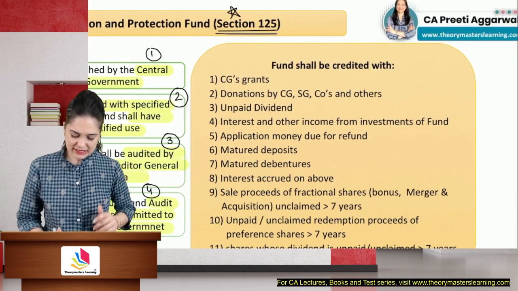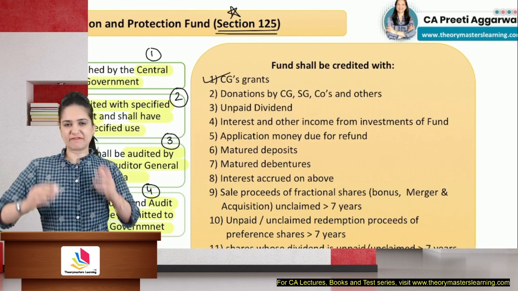Now, let us see what is credited. We will credit the fund with the government grant.